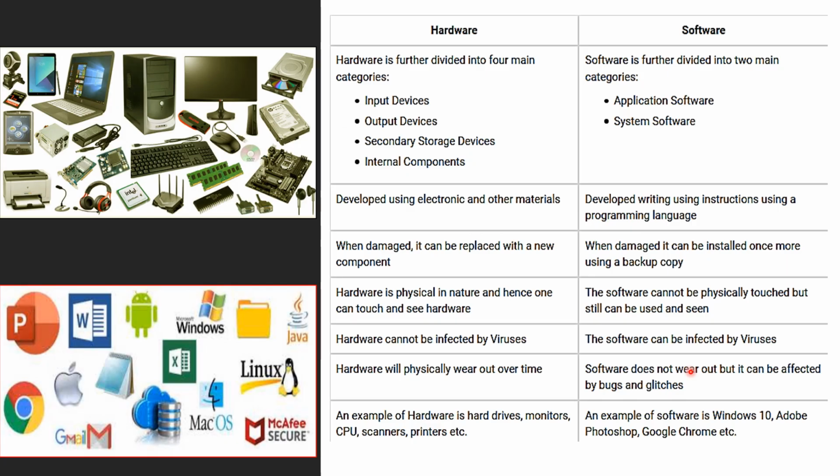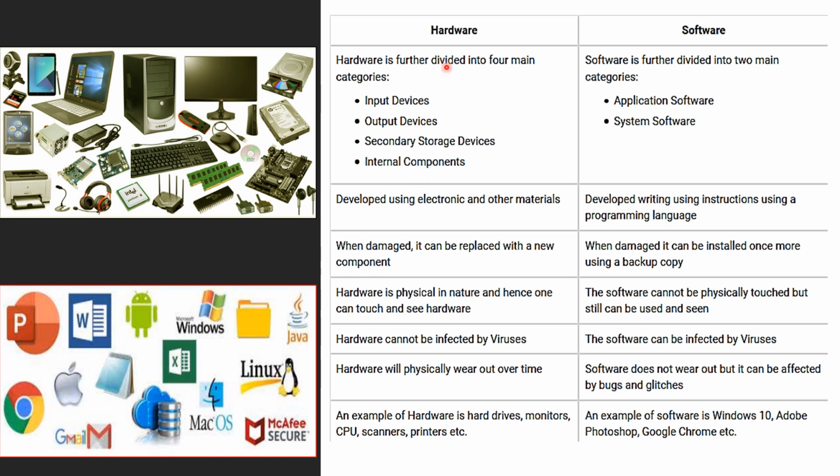Let's have a differentiation between hardware and software. Hardware, as you know, is the physical and visible components of a computer. It can be divided into four main categories: input devices, output devices, secondary storage devices, and internal components. So these physical and visible parts of a computer can be called hardware. Software is further divided into two main categories: application software and system software. As you know, software is nothing but a set of instructions, right? In application software, we can have word processors, Excel, PowerPoint, etc. And we can have system software like Windows, Linux, etc.